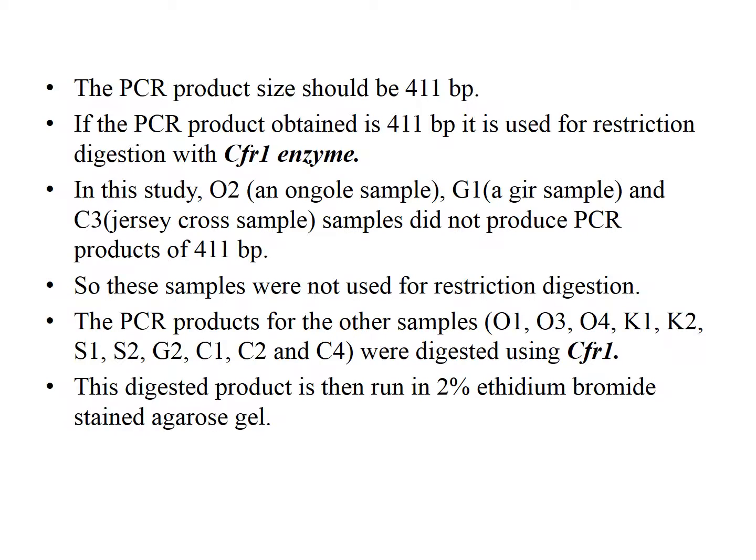In the study, O2, the Ongole sample, G1, the Gir sample, and C3, the Jersey Cross sample, did not produce PCR products of 411 base pairs. So, these samples were not used for the restriction digestion. The PCR products for the samples O1, O3, O4, K1, K2, S1, S2, G2, C1, C2, and C4 were digested using CfrI. This digested product was then run on a 2% ethidium bromide stained agarose gel.